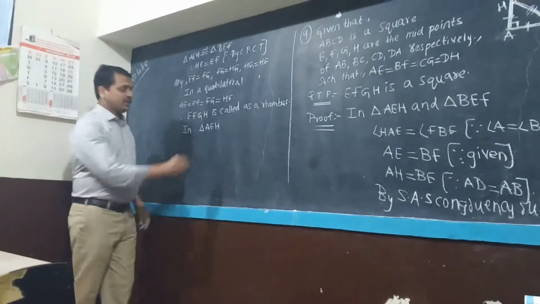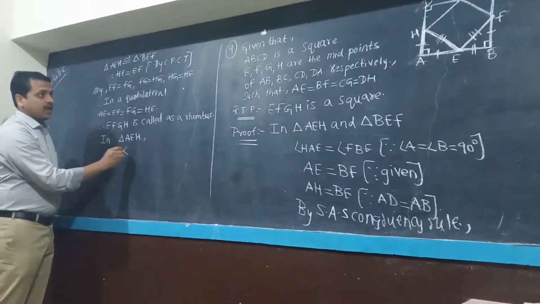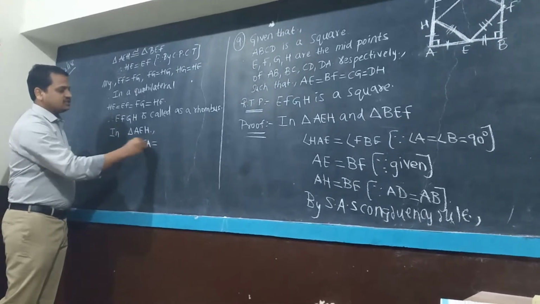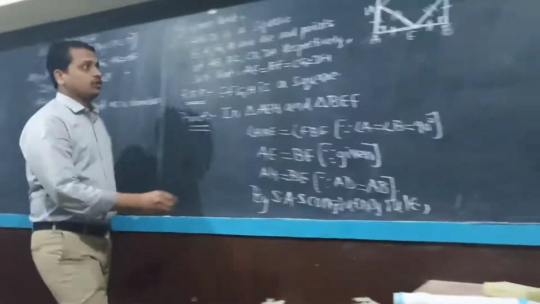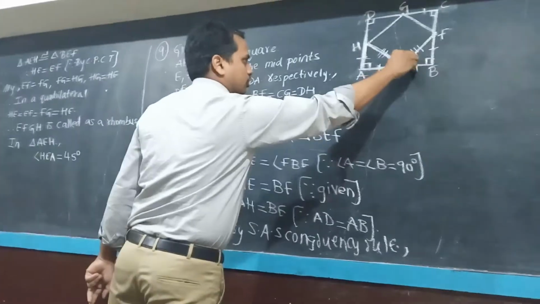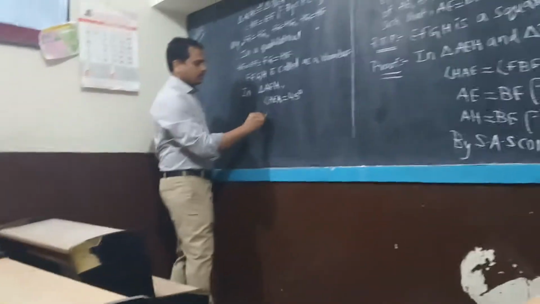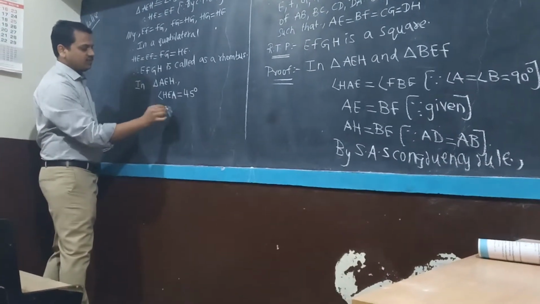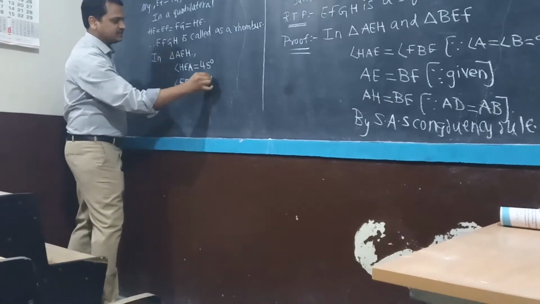So in triangle AEH, angle HEA is equal to 45 degrees. And in triangle BEF, angle FEB is equal to 45 degrees.